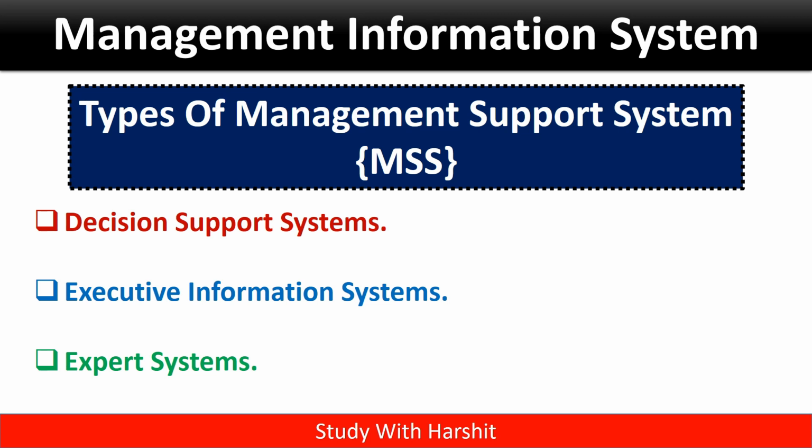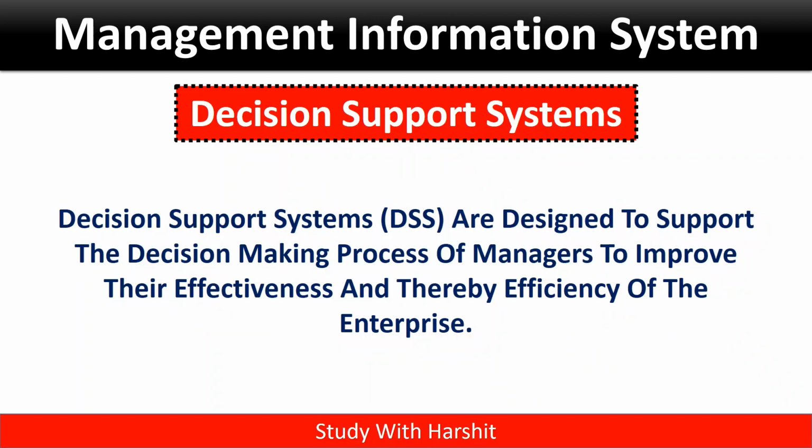Types of management support system: decision support system, executive support system, expert system. Decision support systems. Decision support systems are designed to support the decision-making process of managers to improve their effectiveness and thereby the efficiency of the enterprise.